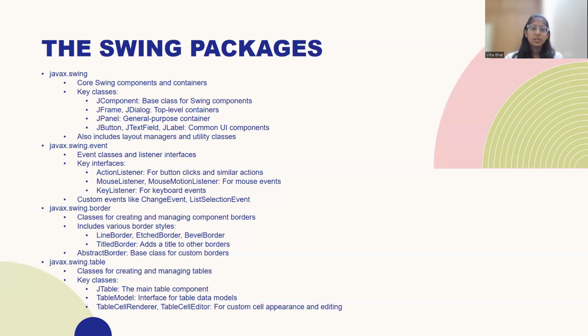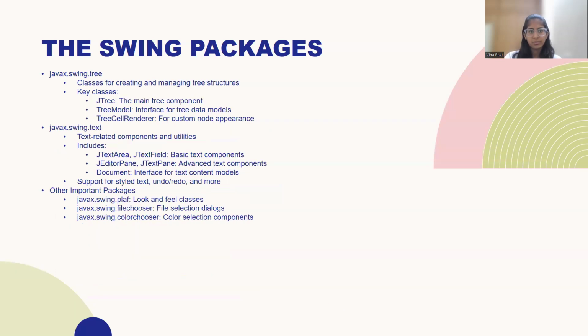javax.swing.event is for events and listener interfaces. It has event classes and listener interfaces. A few of the key interfaces include ActionListener, MouseListener, KeyListener, etc. javax.swing.border has classes for creating and managing component borders, which include LineBorder, TitledBorder, AbstractBorder, etc. javax.swing.table has classes for creating and managing tables. It included classes like JTable, TableModel, TableCellRenderer, etc.